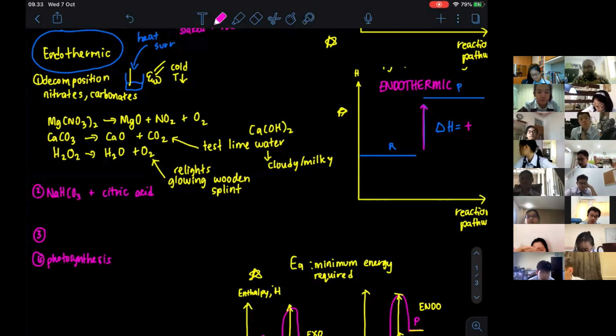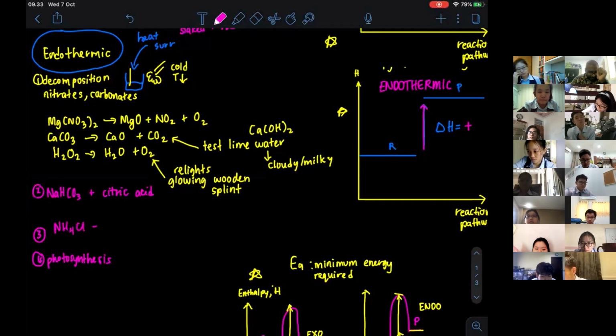And another one, Jonathan, can you remember another one? Something to do with NH what? Anytime you have ammonium salts, when you dissolve any kind of ammonium salt in water, that is going to be endothermic.